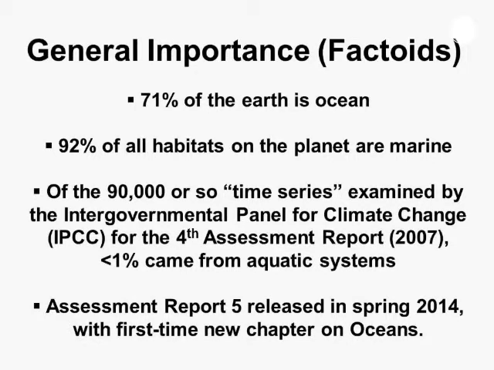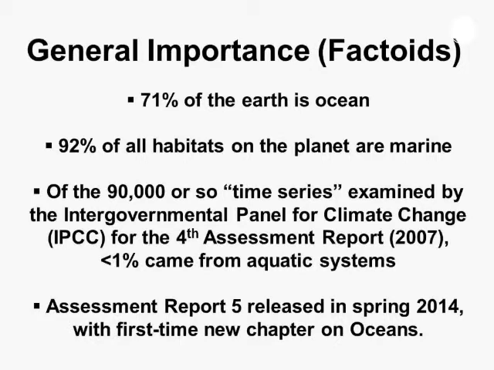If we think about the last Intergovernmental Panel report on climate change, which was published in 2007, and was recently updated, there were about 90,000 time series or records of changes in the environment globally that were looked at, but less than 1% came from aquatic systems. So we're doing a good job at looking at the potential impacts of climate change, but mainly in terrestrial systems, and that's not good enough.